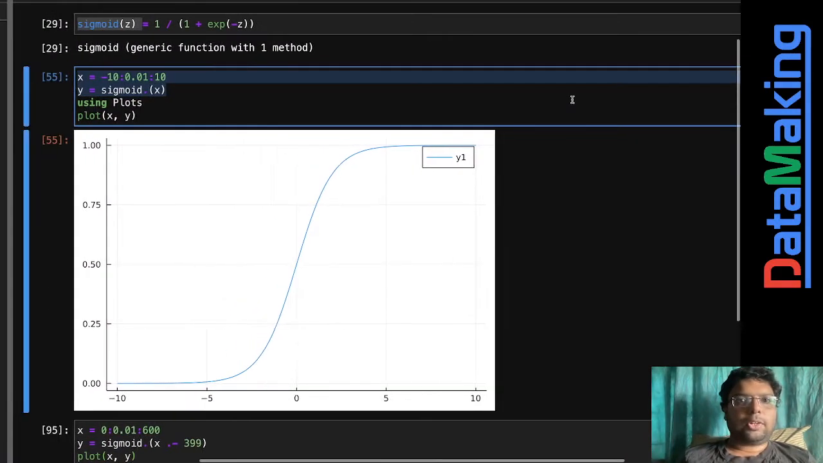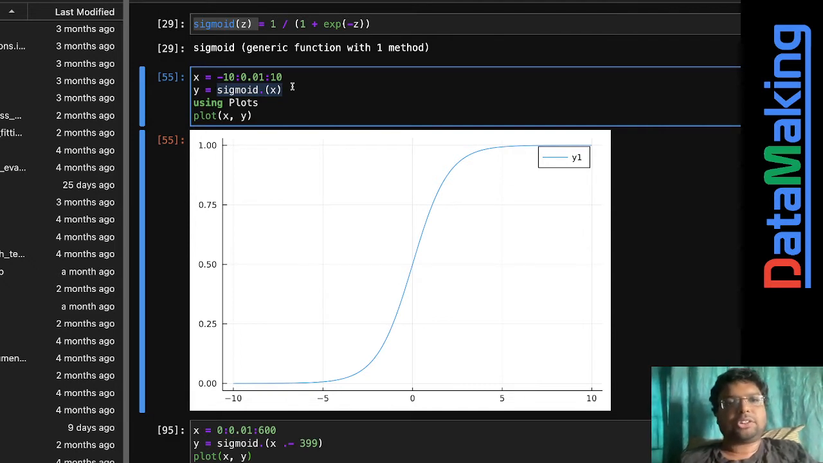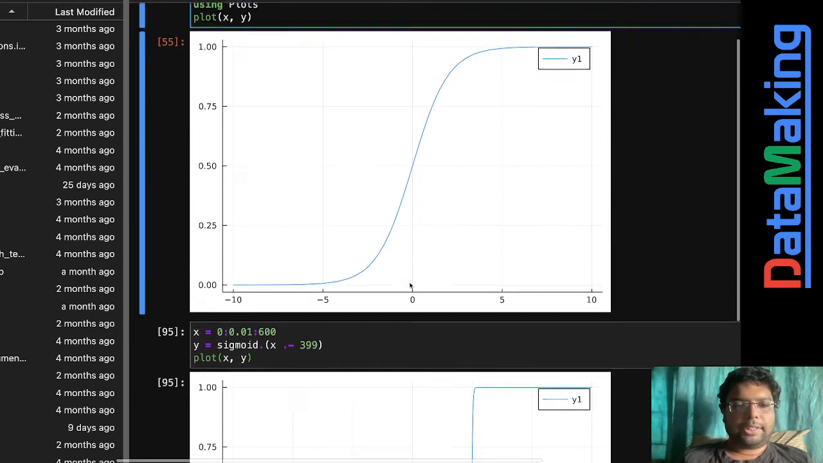So now what I'm doing is I have x equal to minus 10 to plus 10 in steps of 0.01. That's what I've taken. And I'm just doing element-wise sigmoid. This feature is there in Julia: you can write a function and easily convert it into an array operation. Now I'm using Plots and plotting, and you get a wonderful sigmoid over here, which at 0 crosses 0.5 and all those things.